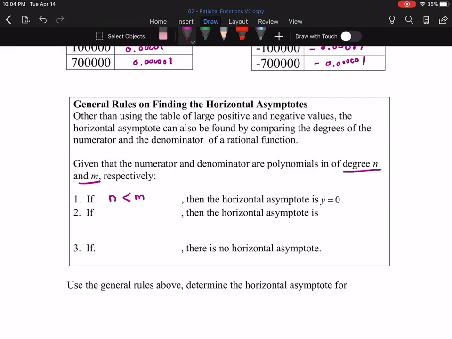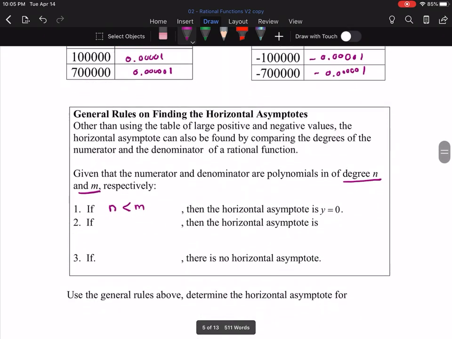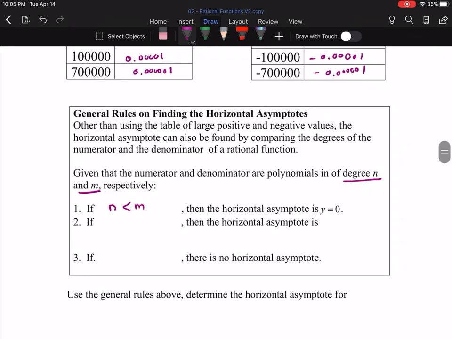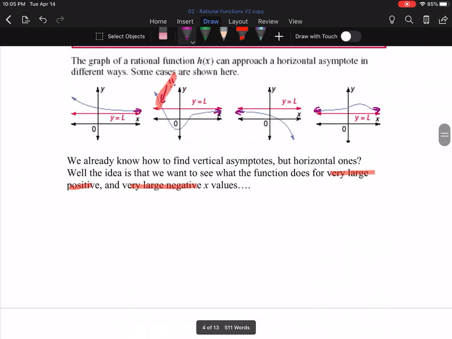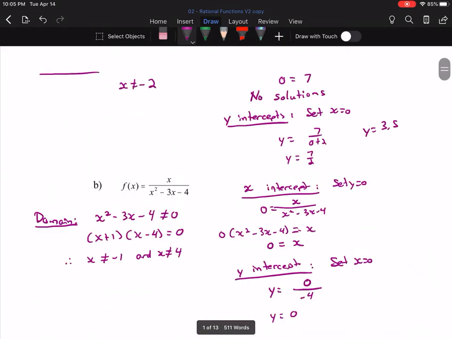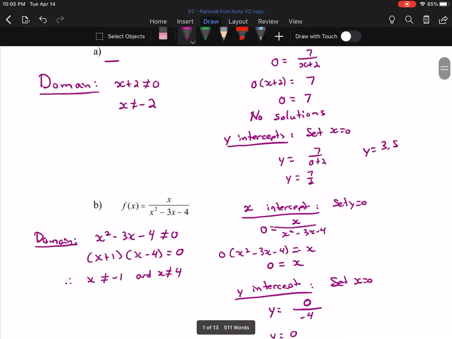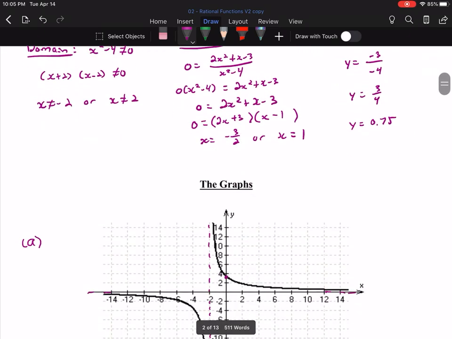And so the one we just found is when the n, the degree of the numerator, is less than the degree of the denominator. That's what we found here. This was a degree 1 over a degree 2. Then the horizontal asymptote will be y equals 0. Ooh, let's go back. Let's check those ones from before. A. Degree of the top was 0. Degree of the bottom was 1. And so I got a horizontal asymptote y equals 0 on the graph.